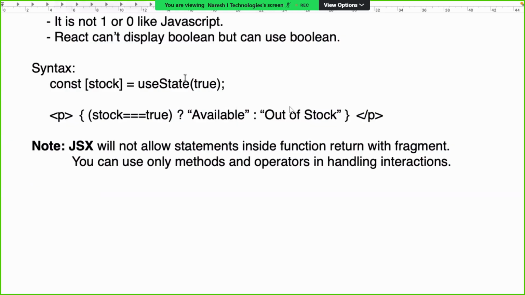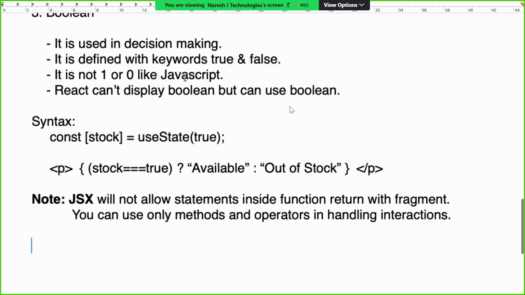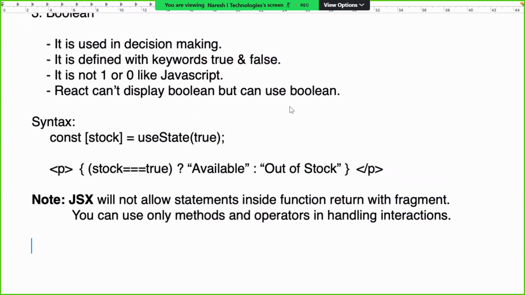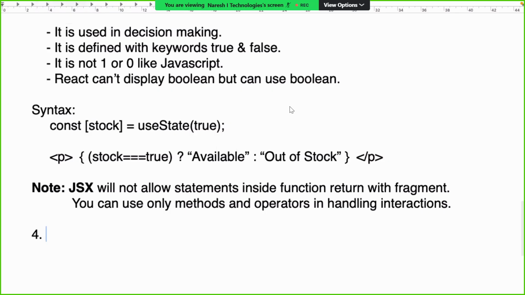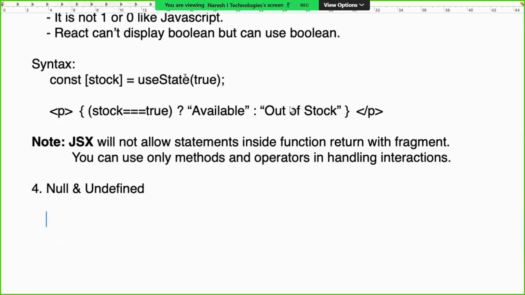So that is Boolean type. So we are having a Boolean. Next, in the primitive types, we have null and undefined. They are same. You already learned about them in JavaScript. They are same as in JavaScript.